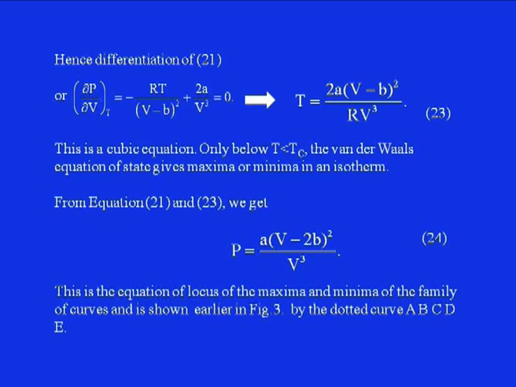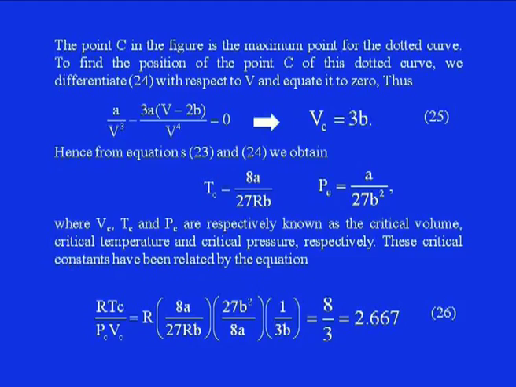Tc you will get as 8a/(27Rb), and Pc you will get as a/(27b²). So, finally, we are able to determine the critical constants of the Van der Waals equation, Pc, Vc and Tc, in terms of the Van der Waals constants a and b.